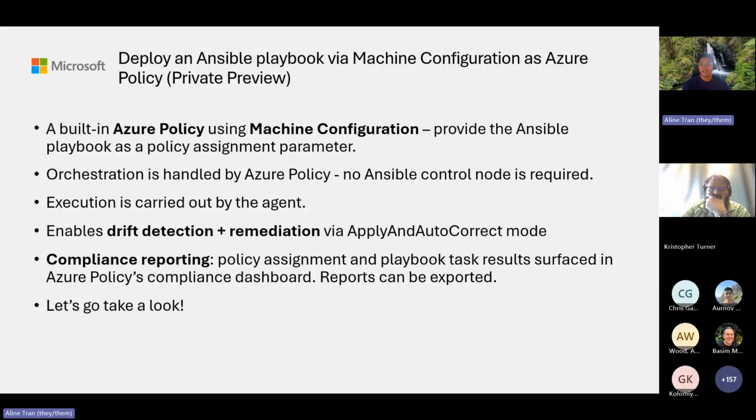Some nice capabilities that come with this policy are OS configuration drift detection and remediation via machine configuration's apply and autocorrect mode. And with all the benefits of Arc, you get a nice unified view of all your compliance reporting. The results of the playbook tasks get sent back to Azure and displayed in the compliance dashboard as compliant and non-compliant. You can also see the results of each task that's executed in your playbook in the compliance dashboard. So let's take a look at that experience in Azure Portal.